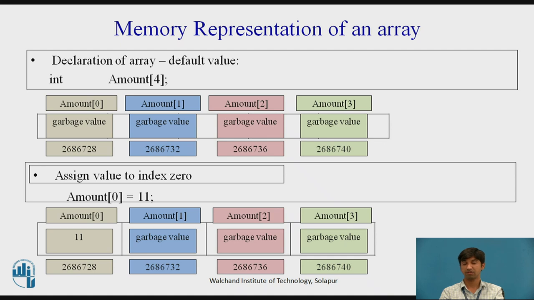Now these address locations differ. The difference between their address locations is 4 bytes. It means the size of the integer is 4 bytes.